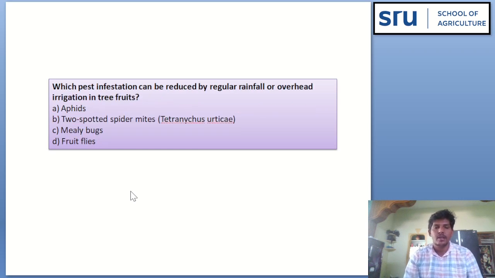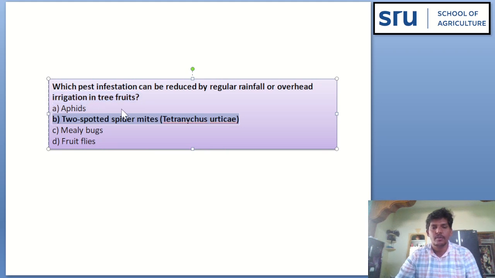Which pest infestation can be reduced by regular rainfall or overhead irrigation in tree fruits: aphids, two-spotted spider mites, mealybug, or fruit fly? Here the correct answer is two-spotted spider mites.